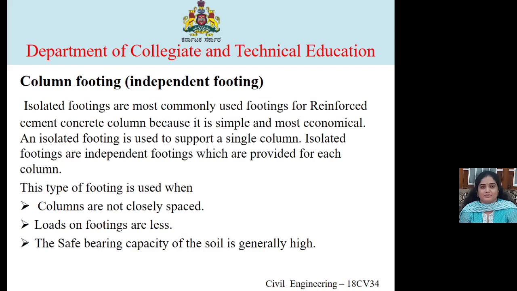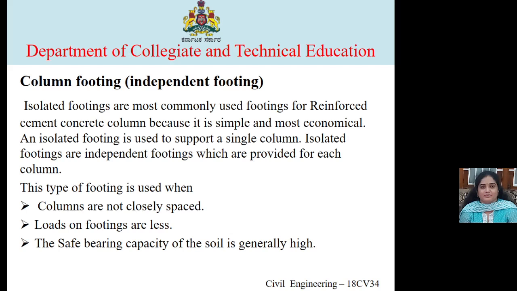So next is the independent column footing. Isolated footings are the most commonly used footings for reinforced cement concrete columns because they are simple and most economical. An isolated footing is used to support a single column. Isolated footings are independent footings which are provided for each column.